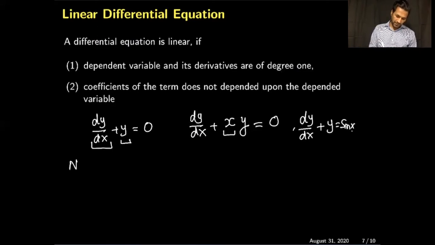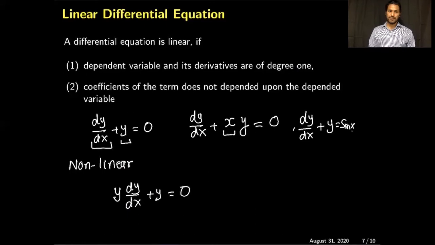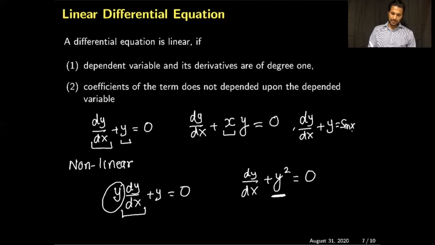A few examples of non-linear, meaning a differential equation which is not linear. So y dy by dx plus y is equal to 0 is a non-linear differential equation. The reason is that the coefficient of the dy by dx term depends on the dependent variable. Dy by dx plus y square is a non-linear differential equation because the dependent variable has a degree more than 1.